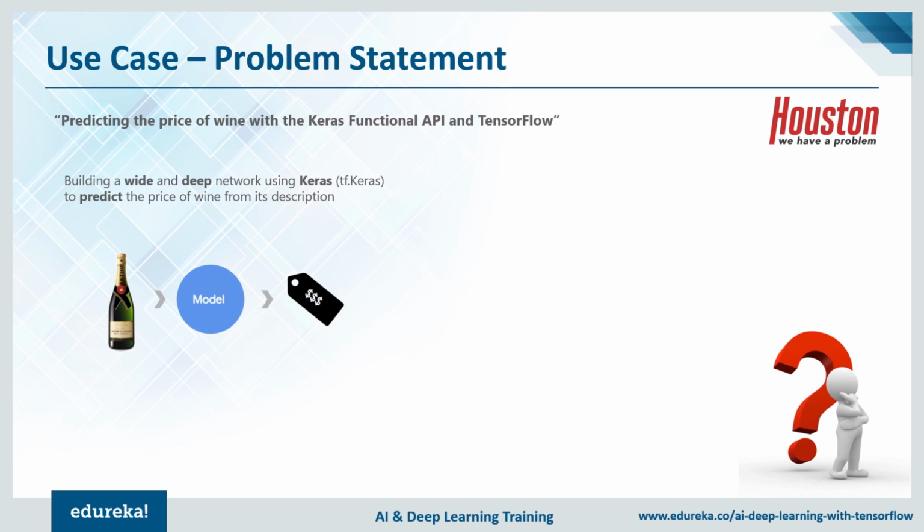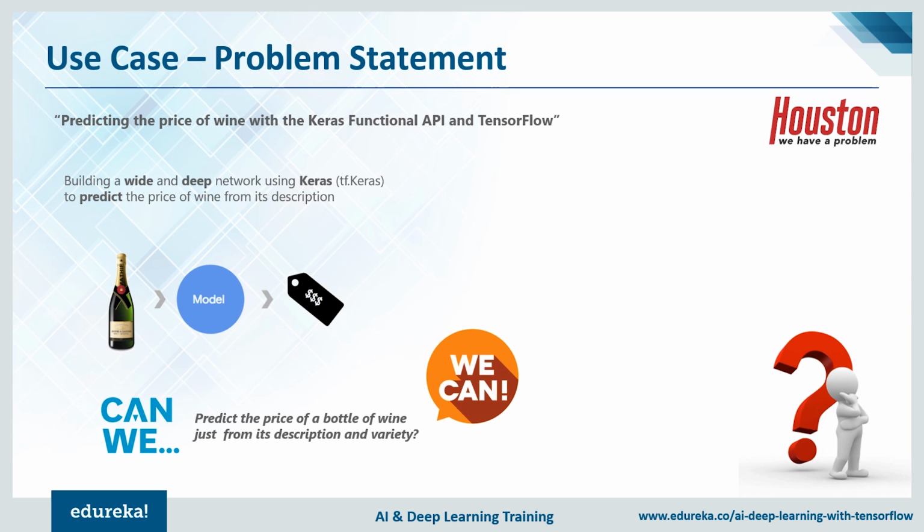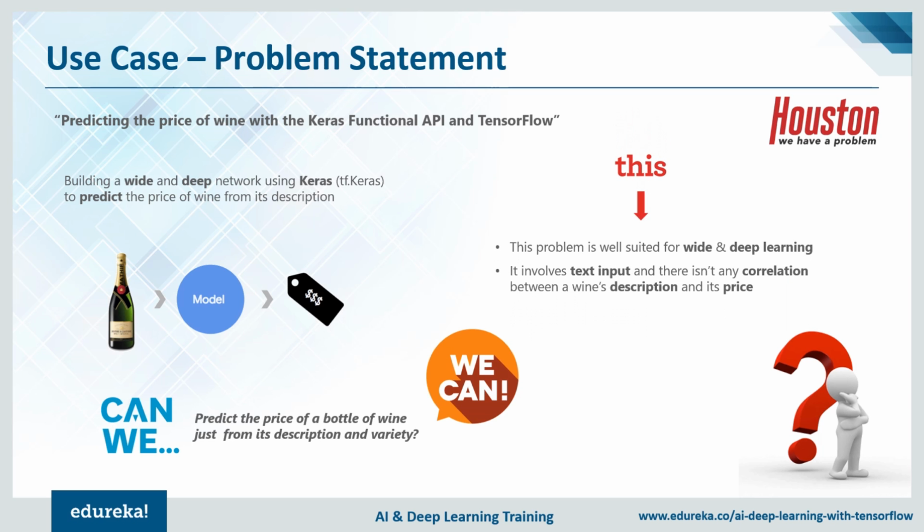We'll be building a wide and deep network using Keras to make predictions for us. Well, can we achieve this goal? Yes, we can. This is a problem statement suited for wide and deep learning networks, as I mentioned. It involves textual input, and there isn't any obvious correlation between the wine's description and its price. This is what makes it fun, in my opinion, guys.